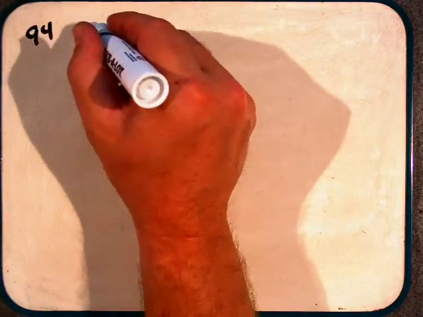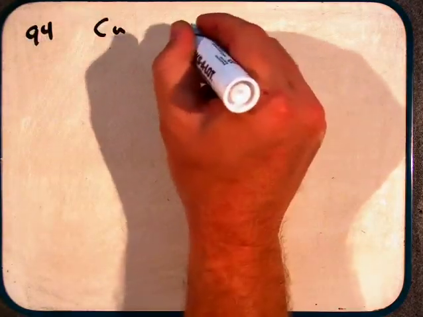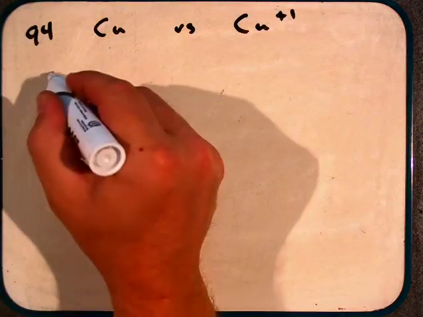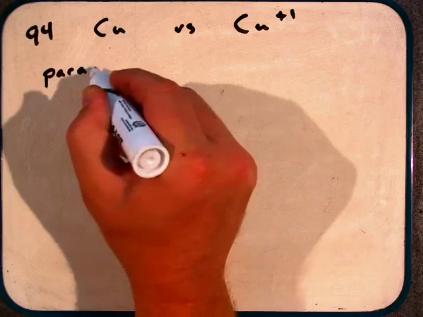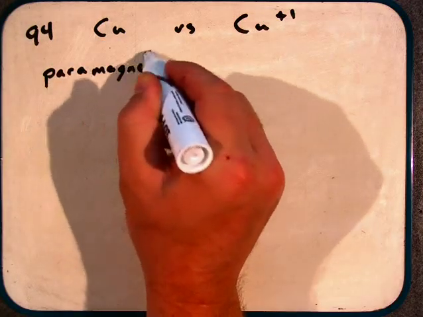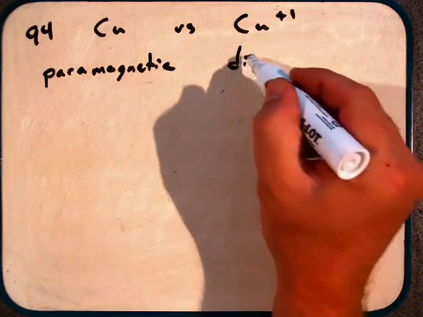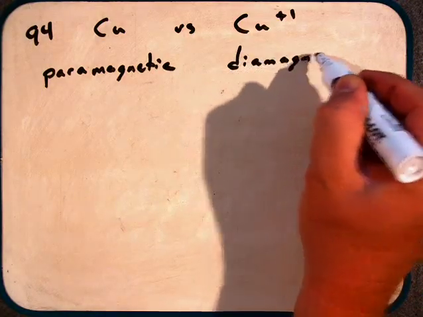This is number 94 in chapter 8. It's a cumulative problem, and it reads that we need to use electron configurations to explain why copper is paramagnetic while its 1+ ion is not. And so basically we have copper versus copper plus 1, and we find that copper by itself is paramagnetic, but copper plus 1 is not, and so it will be the opposite, which is diamagnetic.